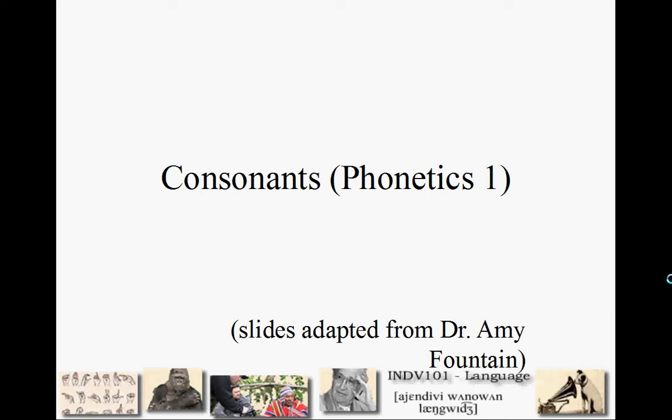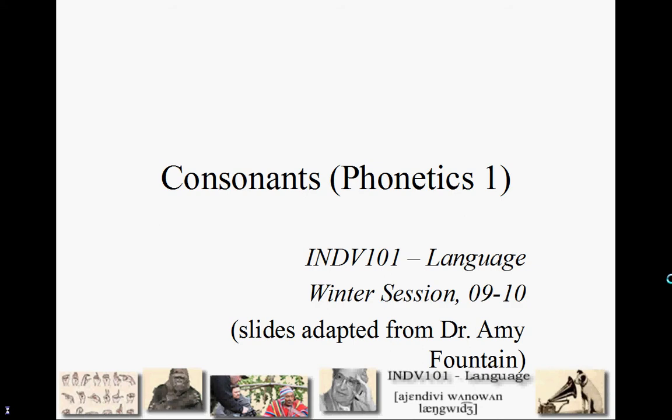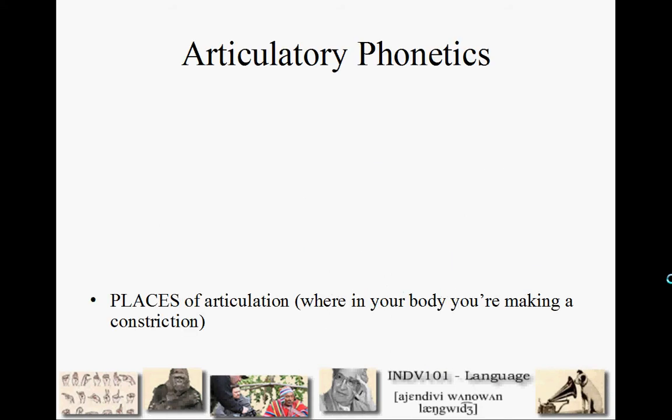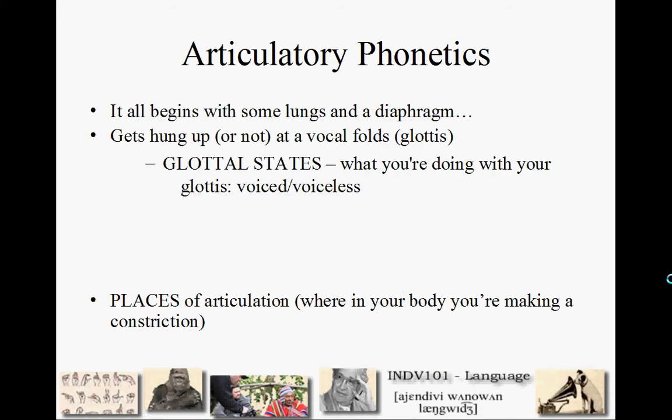And we're not going to talk about acoustic phonetics at all. So we're just going to talk a little bit about articulatory phonetics, starting with consonants. And then later on today we'll be talking about vowels. Alright. So articulatory phonetics.